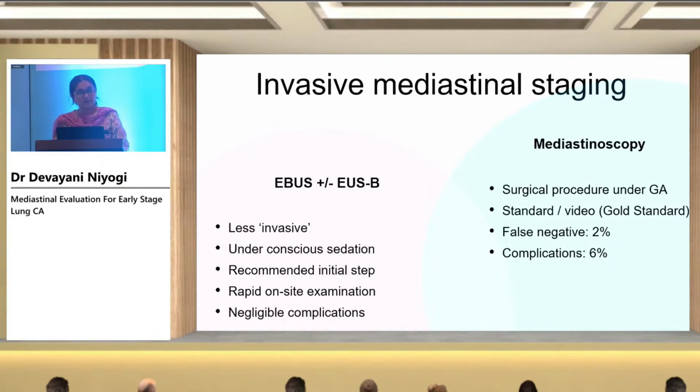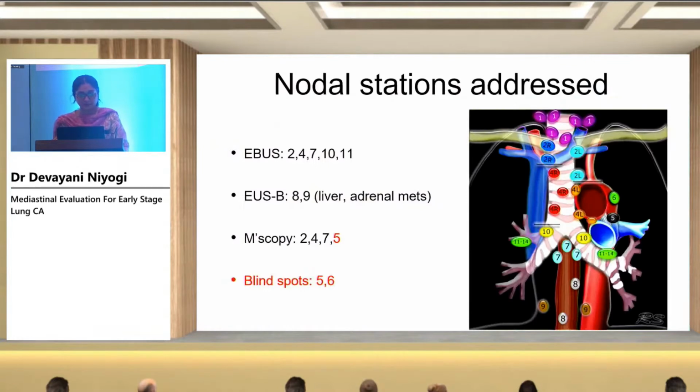Mediastinoscopy is the gold standard for invasive mediastinal staging. It's a surgical procedure done under general anesthesia. You could have a standard mediastinoscope where you peer in through the mediastinoscope into the mediastinum, or what is more done today is the video mediastinoscopy, where the image is projected onto a screen. And the false negative rate, being the gold standard, is as low as 2%, although it is associated with a few complications in 6%. We'll come to that subsequently.